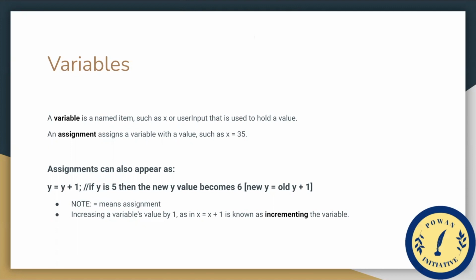And a really common thing you'll see in a ton of C++ programs is where people increment a value by 1. And this is one way of doing this, where you have X equals X plus 1. Again, it's just incrementing your old value by 1, and then keeping that as your new updated value. And this is known as, again, incrementing the variable.